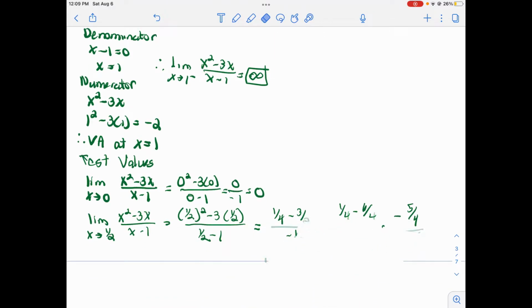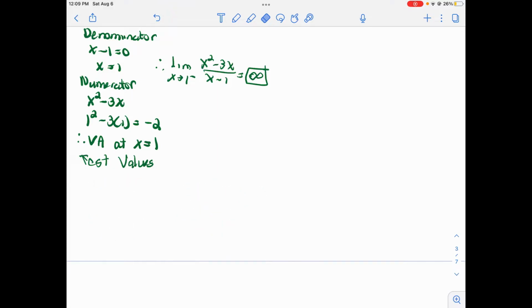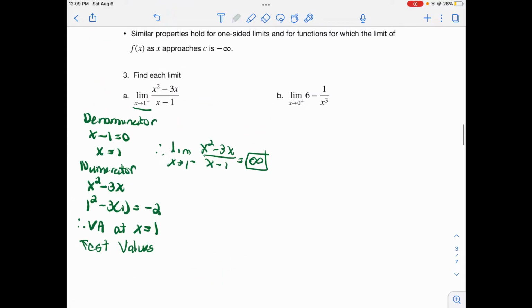So it's a little bit harder when it has a vertical asymptote, because we know the only answers are going to be infinity or negative infinity, and we just have to figure out which one it is.